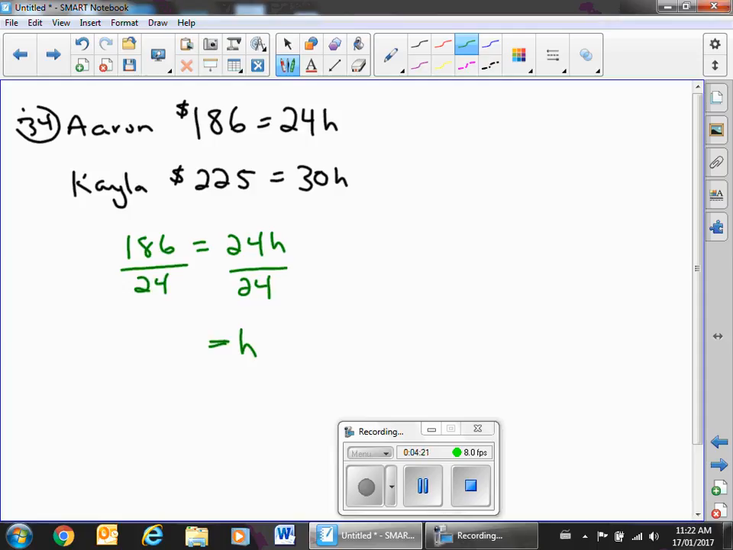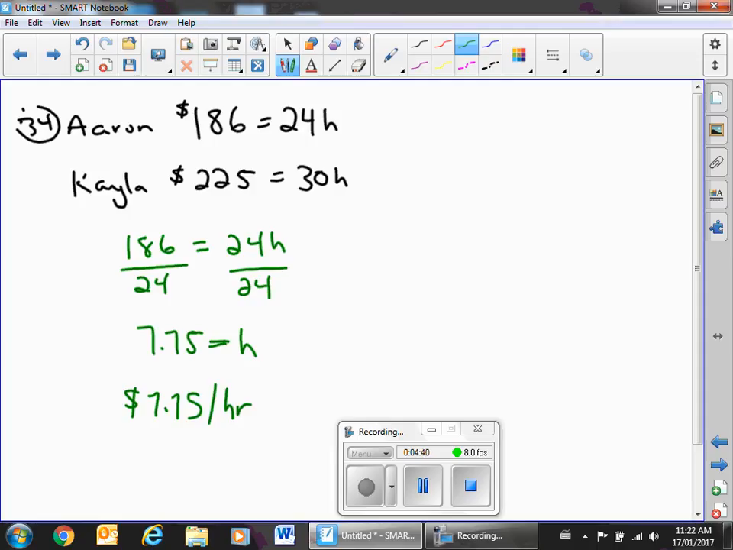And H equals, get out our calculator here, 186 divided by 24 equals $7.75 an hour. So that's his rate of pay, $7.75 per hour.